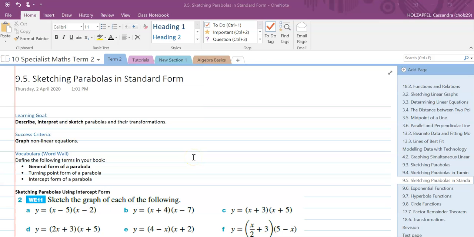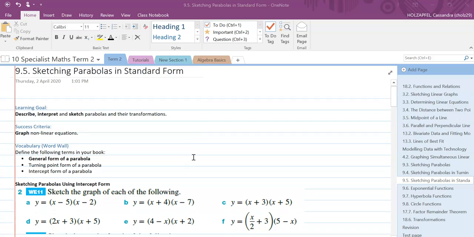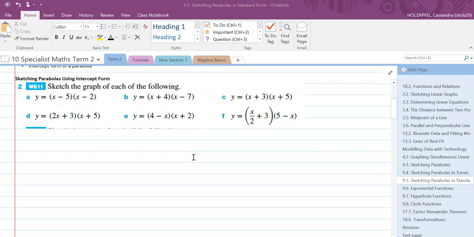So today what we're going to be looking at is sketching parabolas and their transformations. Specifically, we're going to look first at sketching parabolas from their intercept form. So I think we should jump in straight away and have a go at some of these questions, because these couple of questions are in intercept form. By intercept form, what I mean is we're going to find the x-intercepts, we're going to find the y-intercepts, and then we're going to sketch based on that.